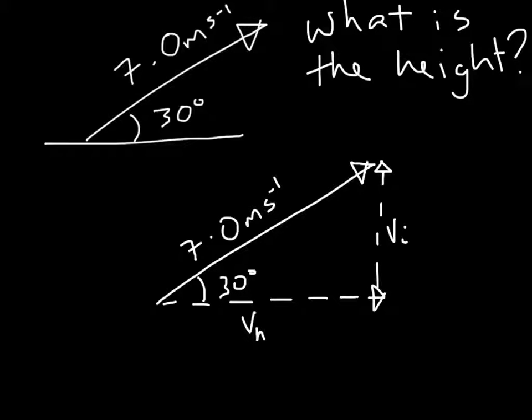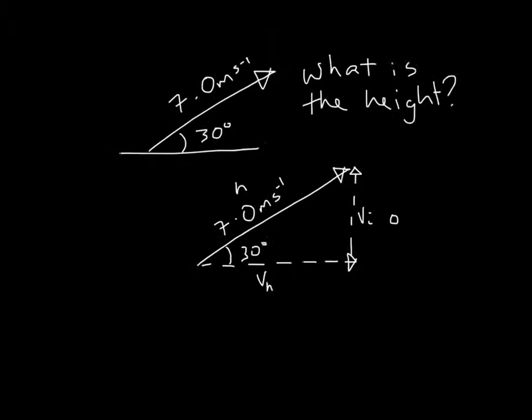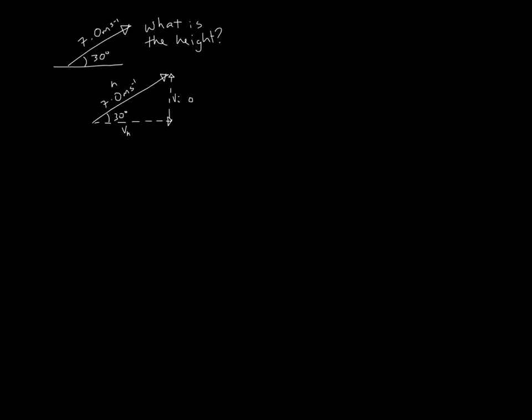So we want to work out what our initial vertical velocity is. To do that, the first thing we've got to recognise here is this is the opposite, and this is the hypotenuse. So we know an angle, and we've got the hypotenuse and the opposite. We want to be using sine. So just let me shrink this down, put it up in the corner.